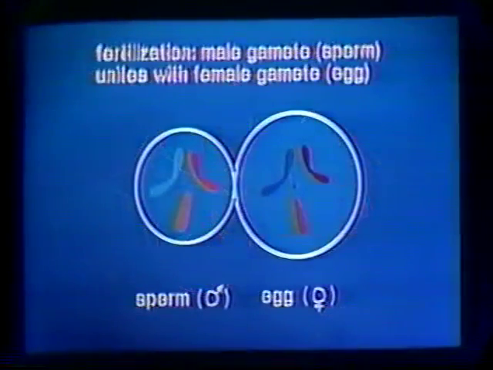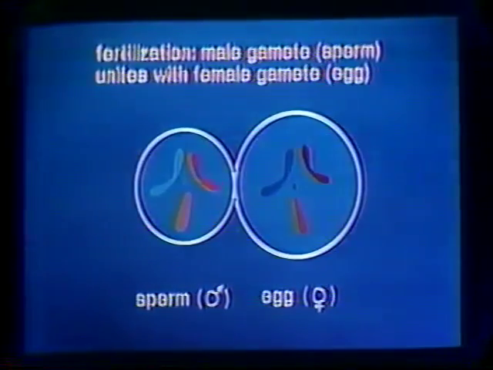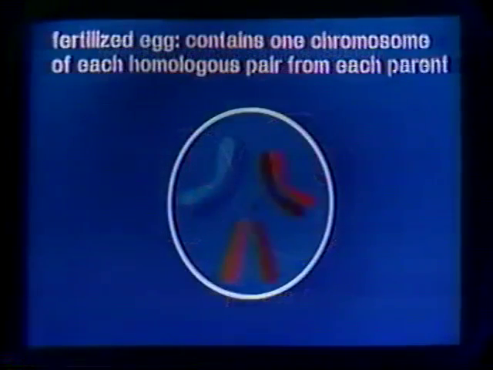In the process of fertilization, a male gamete, the sperm, unites with a female gamete, the egg. Remember that sperm and egg each possess 1 chromosome from each homologous pair of each parent. The nuclei of the 2 gametes join, to form the fertilized egg. It contains one chromosome of each homologous pair from each parent. Thus, the original number of chromosomes, in this case 8, is restored. And the fertilized egg contains all the information it needs to divide by mitosis and to develop from an embryo to an adult.